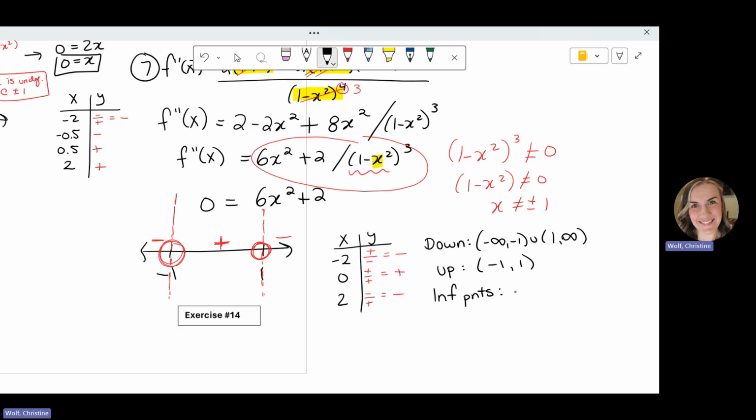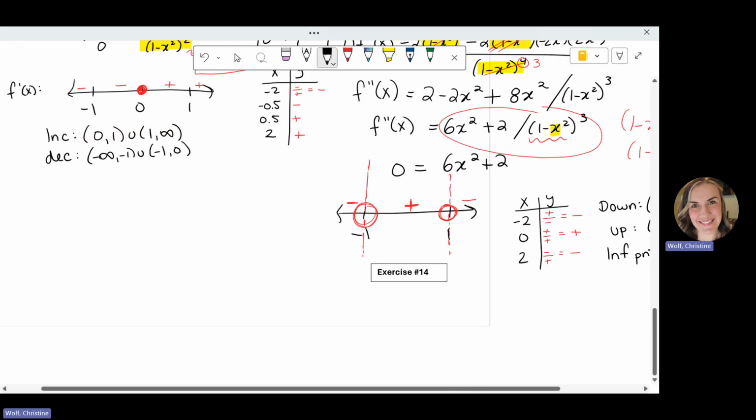So there are no inflection points. Okay. Oh my goodness, we're almost there. All right, step 8, let's graph this bad boy.